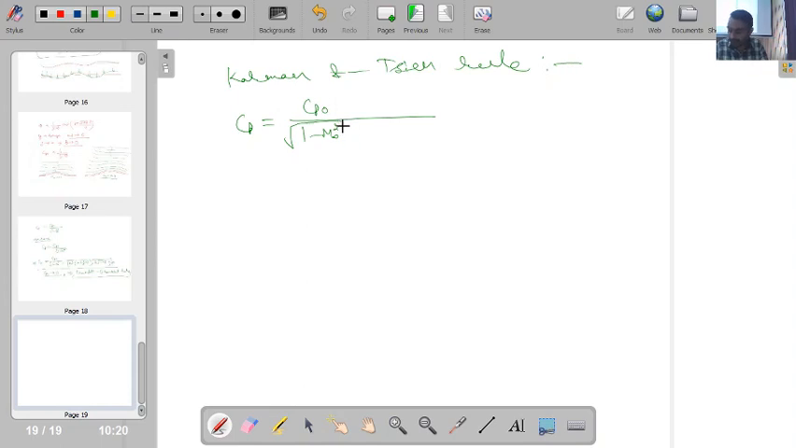And they have obtained Cp equal to Cp naught by square root of 1 minus M infinity square plus M infinity square divided by 1 plus square root of 1 minus M infinity square, times Cp naught by 2.